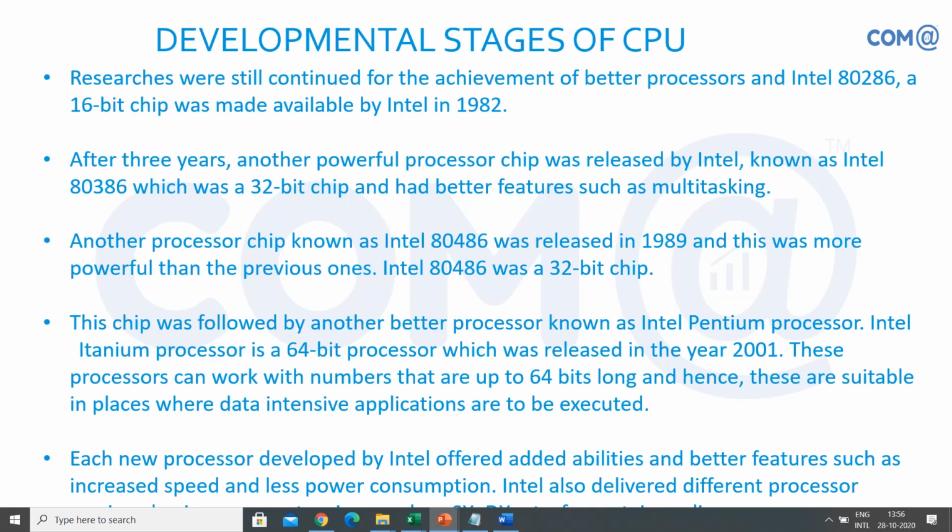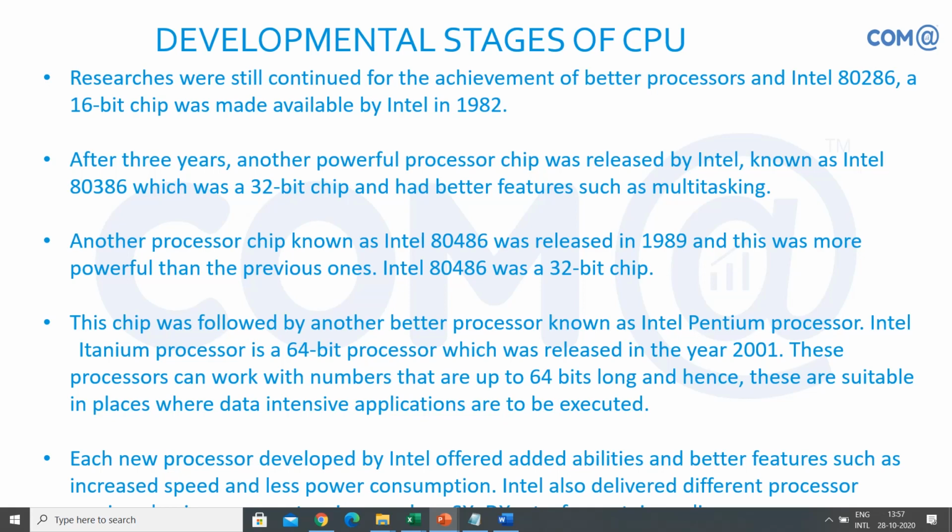Researchers have continued the research. They were not happy with the approach we had in the earlier stage, so they came out with different technology, and we started getting 286 and 386 and so on. The 16-bit chip was made available by Intel by 1982. After 3 years we started getting the 386, which was a 32-bit chip. Earlier it was 16-bit, now it is 32-bit.